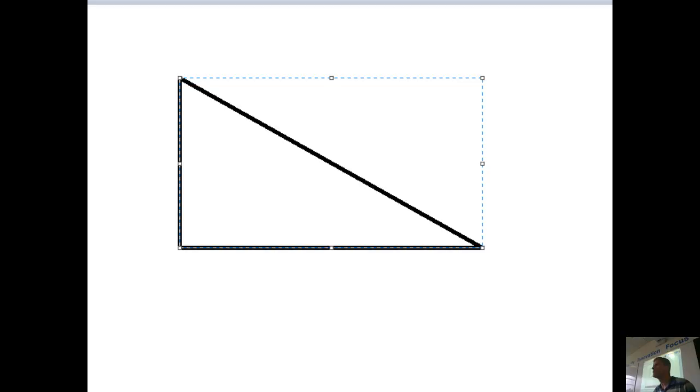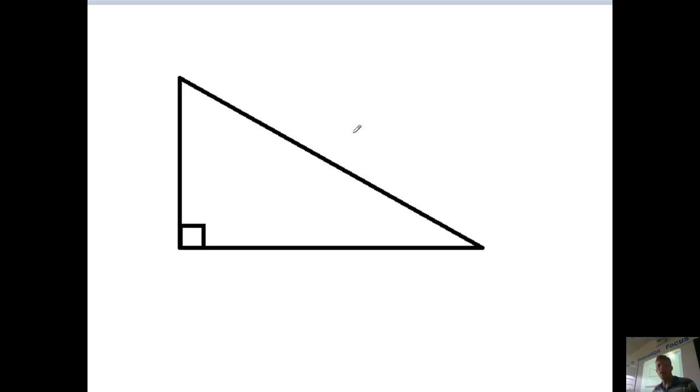Okay, so here we are. We're going to produce a video explaining something about trigonometry. So I need a right angle triangle problem to explain something about trigonometry. And I know it's a right angle because I have a right angle there.